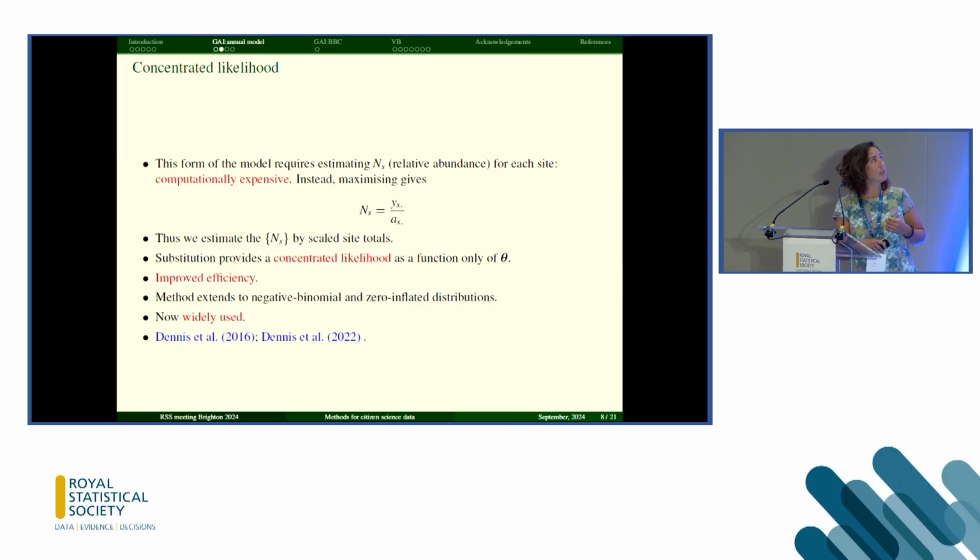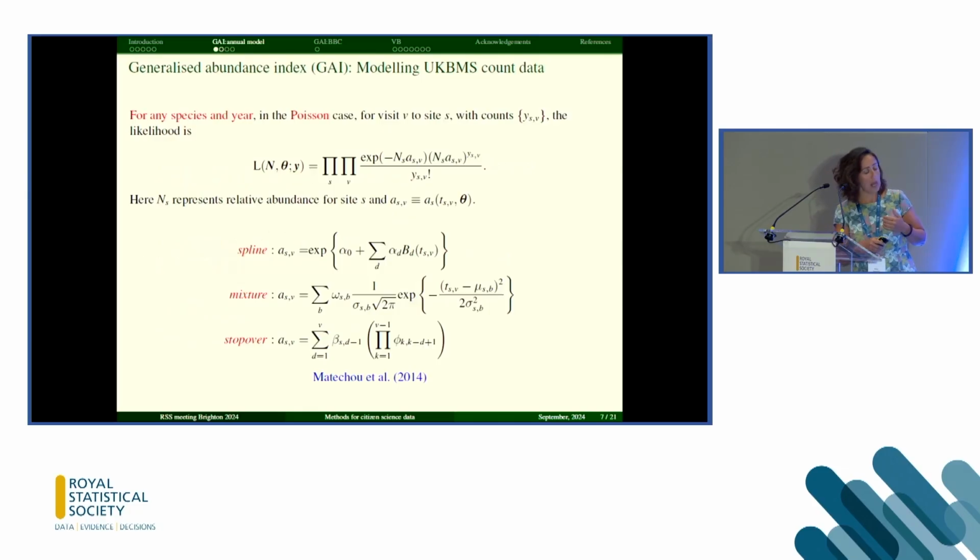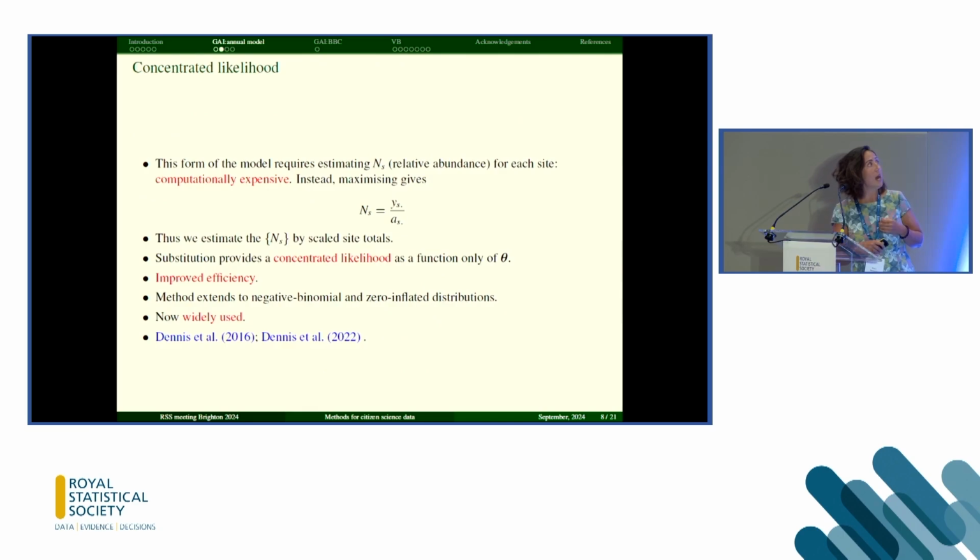So this allows us to substitute these NS by the scaled site totals, which you can see are a function of this A parameter, this 8 term. So that means we only need to make inference on models that are a function of just a handful of parameters, which we call here theta, which describe this temporal trend, and not of the thousands or tens of thousands of site-specific abundances. And this gives us a substantial improvement in efficiency. And this kind of approach, which was introduced by the group a few years ago, is now widely used.